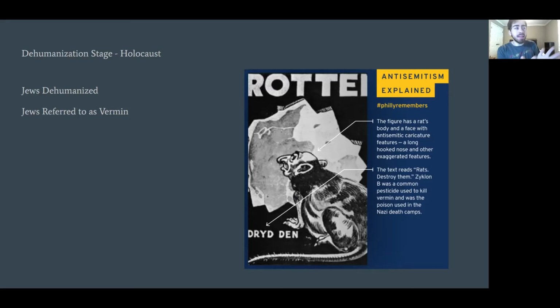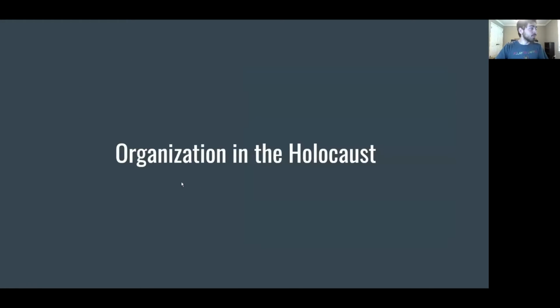Which is what is really illustrated in this picture on the right. The Jew has the face of a stereotypical Jewish man. It's anti-Semitic in character, but then it's placed on a rat's body, showing how the Germans literally viewed the Jewish as equal to vermin, rats, or things that need to be exterminated.